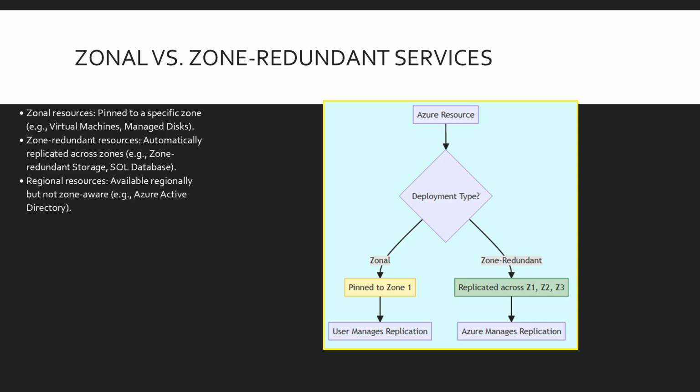This flowchart helps you decide between deployment types. Starting at Azure Resource, we ask deployment type. The path to the left shows zonal resources, which are pinned to Zone 1, meaning the user manages replication. The path to the right shows zone-redundant resources, which are replicated across Z1, Z2, and Z3, where Azure manages replication automatically. This highlights the trade-off between control and automation.